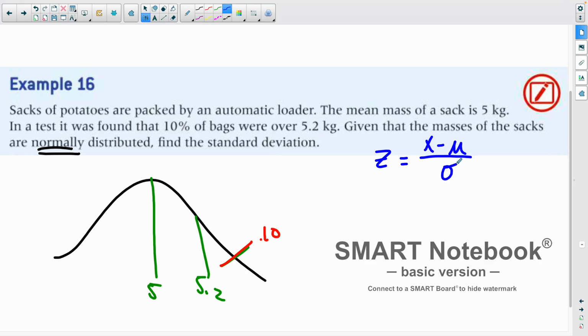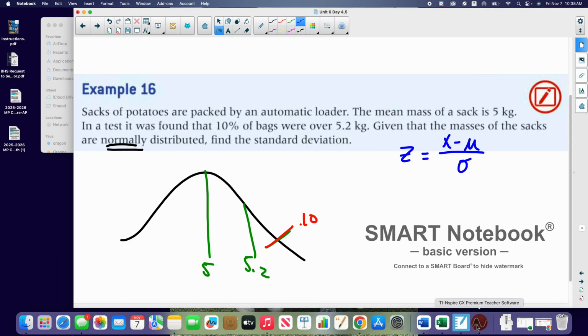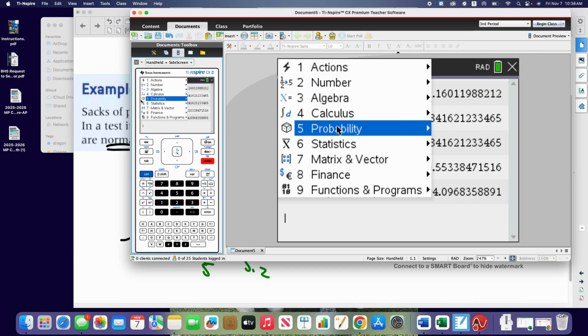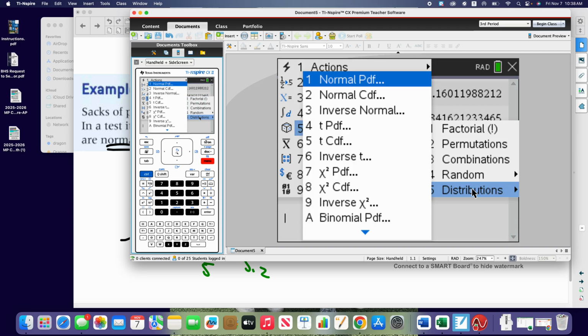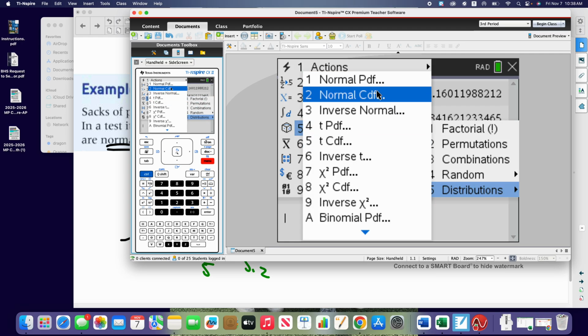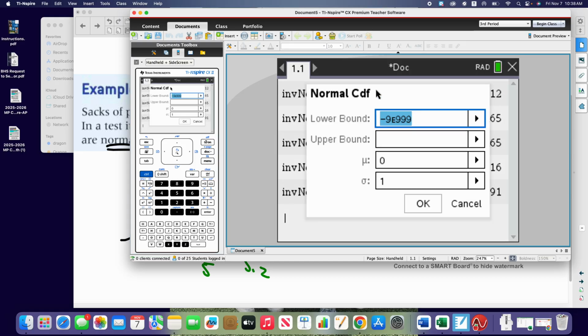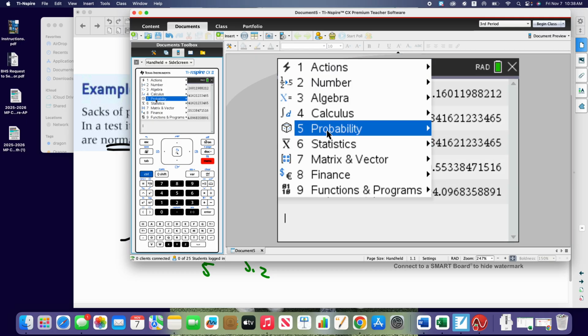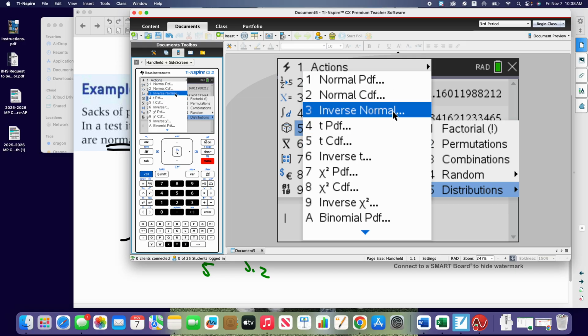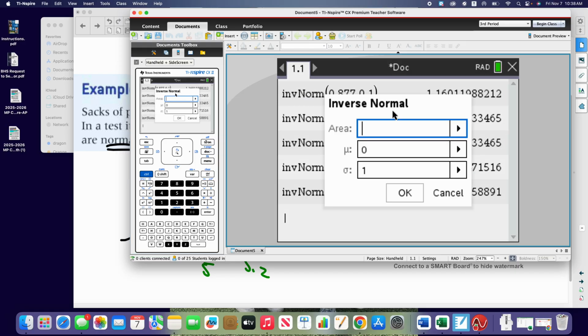Okay? Now, here's the problem with this question. If I were to go to my calculator, I'm going to put it in the calculator. All right? If I were to go to normal CDF, like we talked about yesterday, what do I have to plug in here? Upper bound, lower bound, mean, and standard deviation. But what don't we have? Standard deviation. So I can't use that one. All right? If I were to go to the other one, menu, probability, distributions, and I go to inverse normal, I need the area and I need mean, but I also need standard deviation. So I'm kind of stuck.